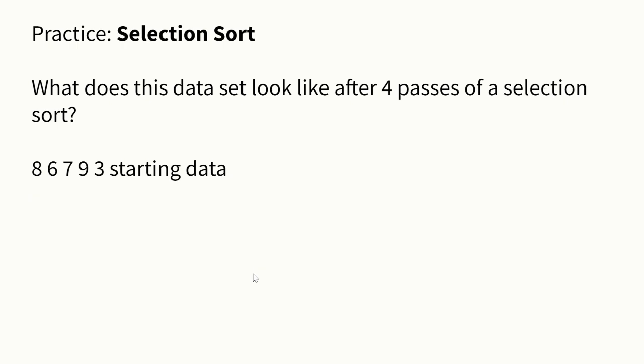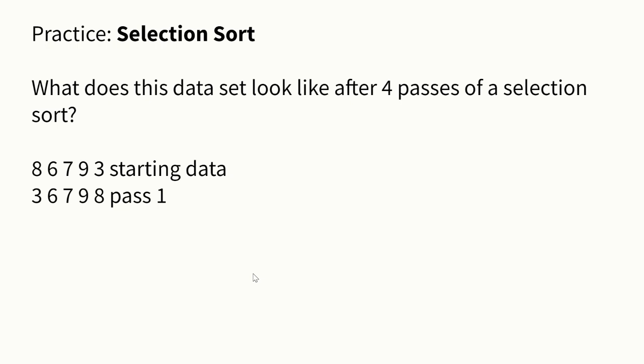And selection sort. What would this look like after 4 passes of a selection sort? So somebody tell me what the first step is. Go ahead. Find the smallest number. We kind of got our finger on the 8, and then we're going to find the smallest number, which is a 3. And then what do we do? Swap the 3 and the 8. So 3 and the 8, that's pass 1.